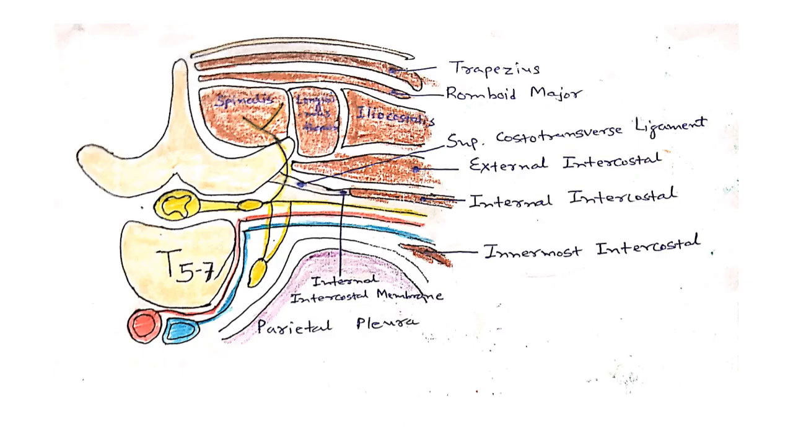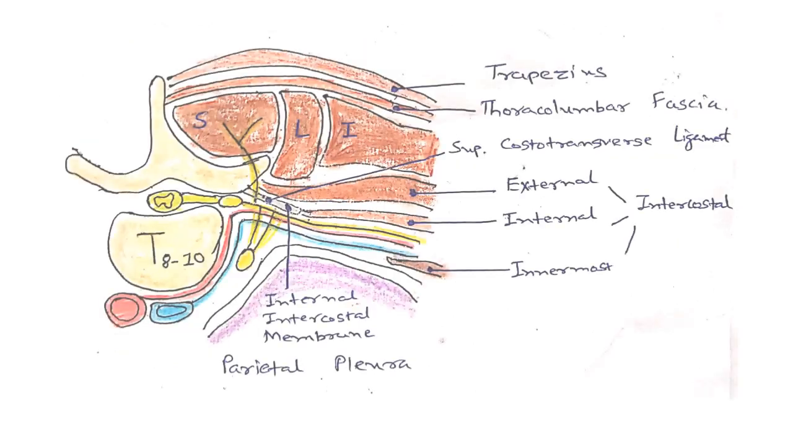At the level of 5th to 7th thoracic vertebrae, the structures from outside to inside will be trapezius, rhomboid major, erector spinae, external intercostal, internal intercostal, innermost intercostal and pleura. Superior costotransverse ligament and internal intercostal membrane are continuous with each other. After puncturing superior costotransverse ligament or internal intercostal membrane, we can reach the paravertebral space.